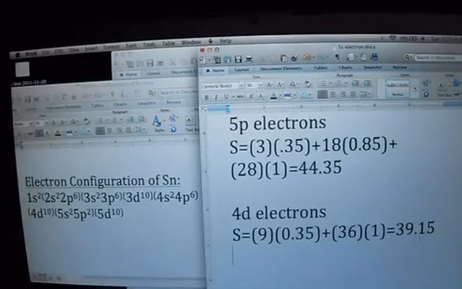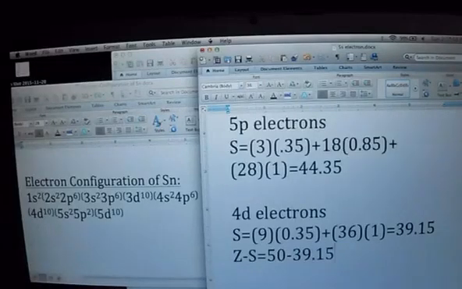Hence, when we calculate the effective nuclear charge, since they're being less shielded, we're going to get a higher effective nuclear charge. So again, 50, and then minus 39.15 this time, which is equal to 10.85.